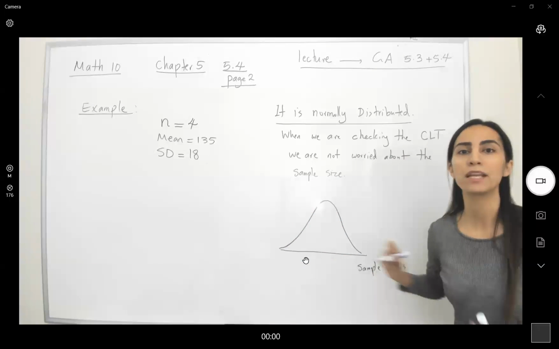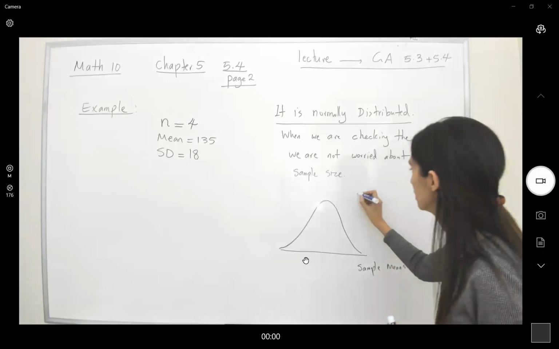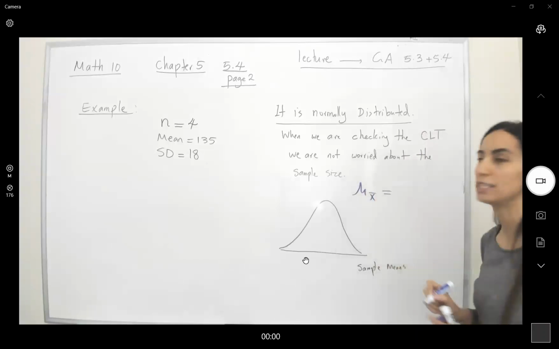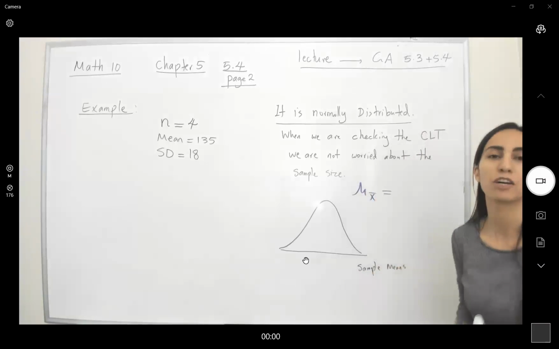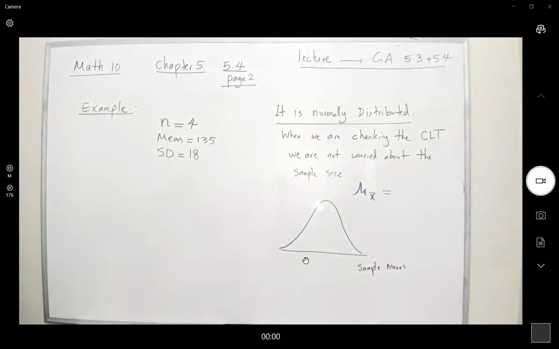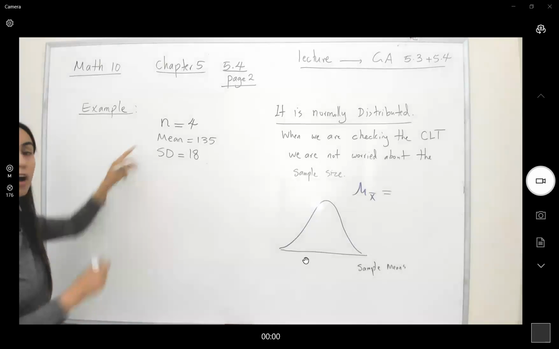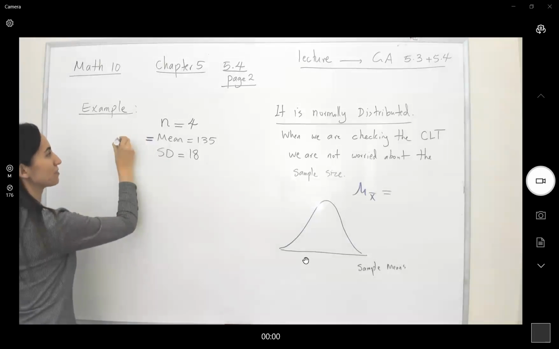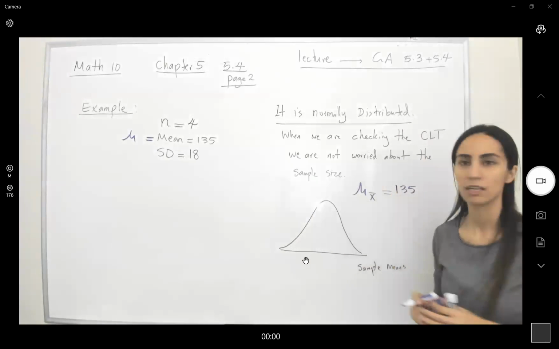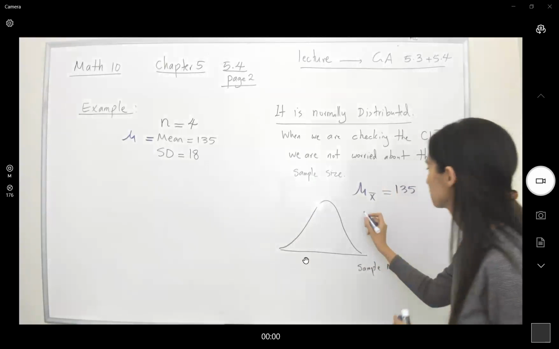What is the mean of this new distribution? The mean of this new distribution is equal to the mean of the population. What is the mean of the population? What do you have? Mean. 135. Very good. The mean of the population is 135. What about the standard deviation?